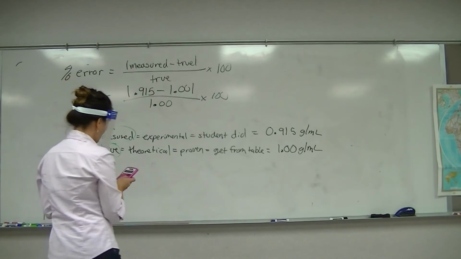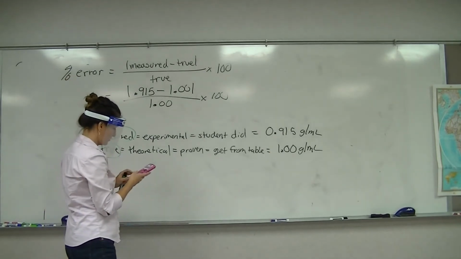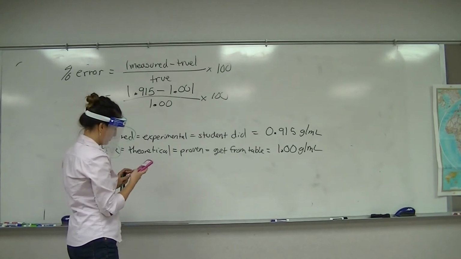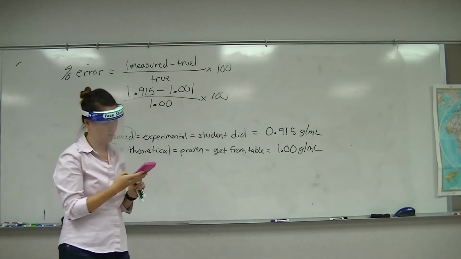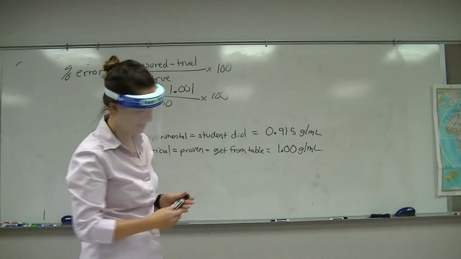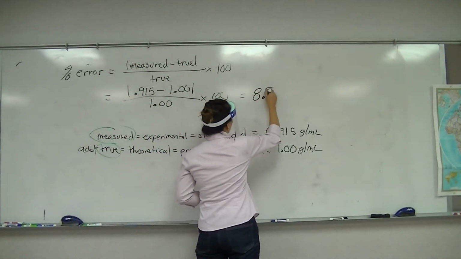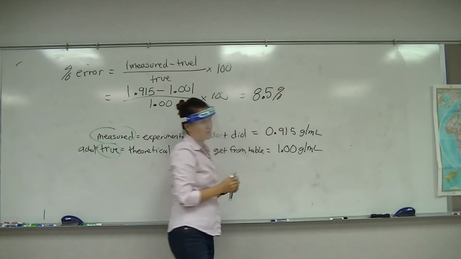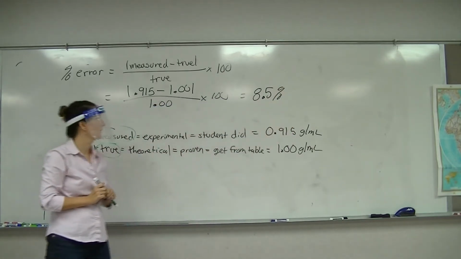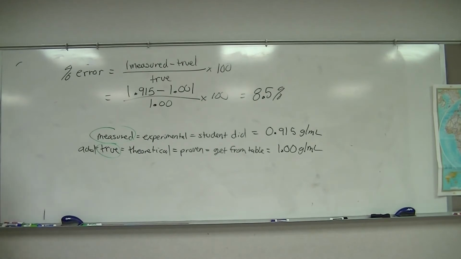So we're figuring out how close we are to the actual value. You should never get a negative percent error, is what I'm saying. I got 8.5%. Anyone get something different? So he was 8.5% off of the true value.